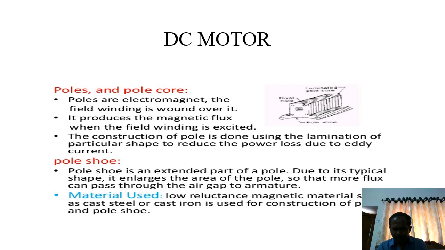So these are the pole shoes, fastened with a screw to the yoke or stator frame. The pole shoe is an extended part of the pole. The upper part is the pole, and here we place the pole shoe. Due to its typical shape, it enlarges the area of the pole so that more flux can pass through the air gap to the armature.